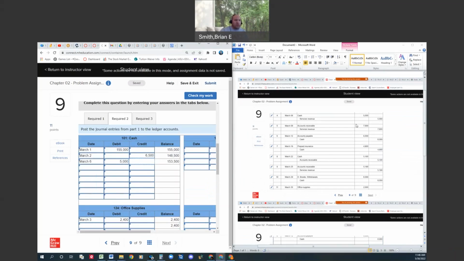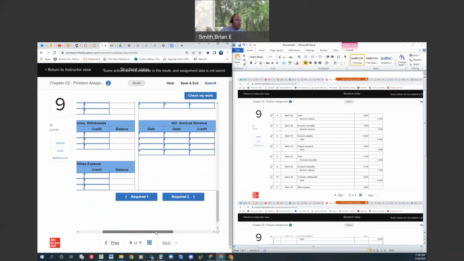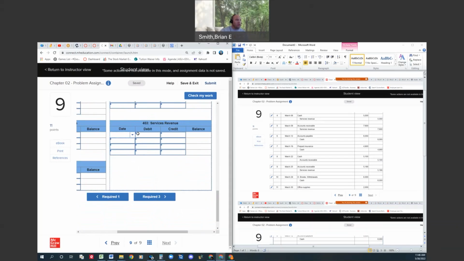And then we're going to go to service revenue for 5,000. I don't recommend doing what the book says, finding all the cash and then finding all the revenue. I really don't. Do it by journal entry, and that way you know you've gotten everything. Service revenue March 6th, and we're going to credit that for the same amount, 5,000. Okay, so we're done with March 6th.